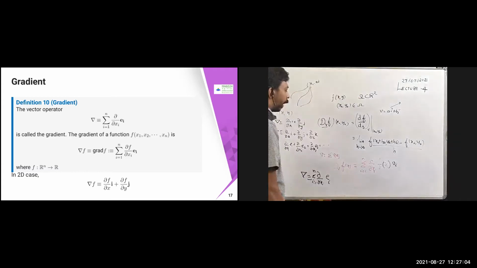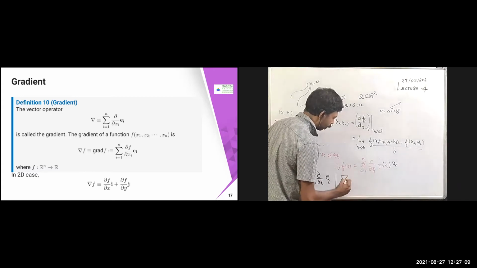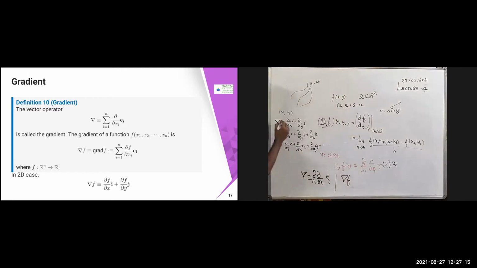Now, if I'm defining the gradient of a function, what I'm going to do is define del f. That means this ∂/∂x is going to act on f. So if I put del f here, this is going to become ∂f/∂x i, ∂f/∂y j, and in the same way ∂f/∂z k. That's all. This is called del f, the gradient of a function, where f is a function of x1, x2, ..., xn. In this case, it is a function of x comma y, and in this case, it is a function of x comma y comma z. Okay, any questions on this one?